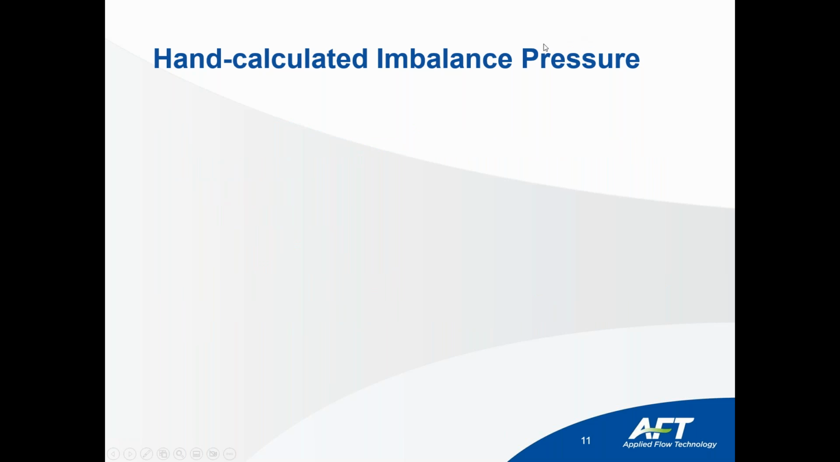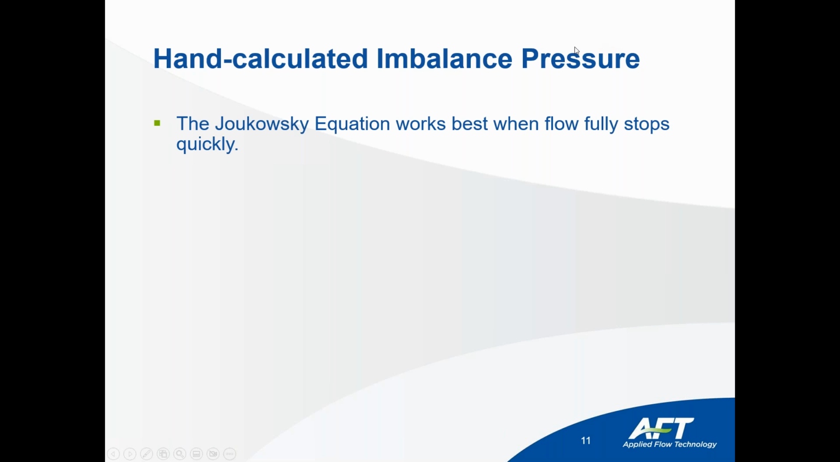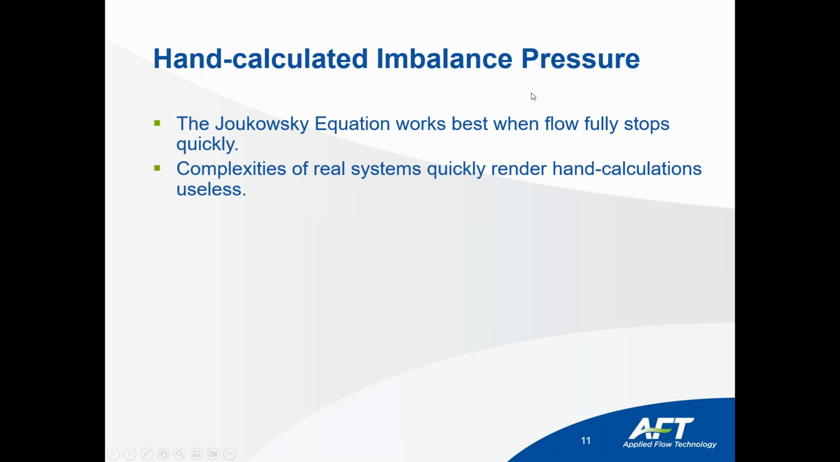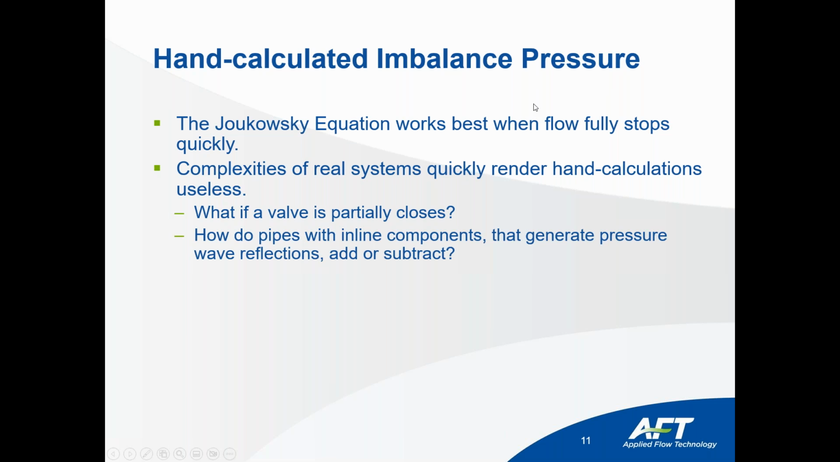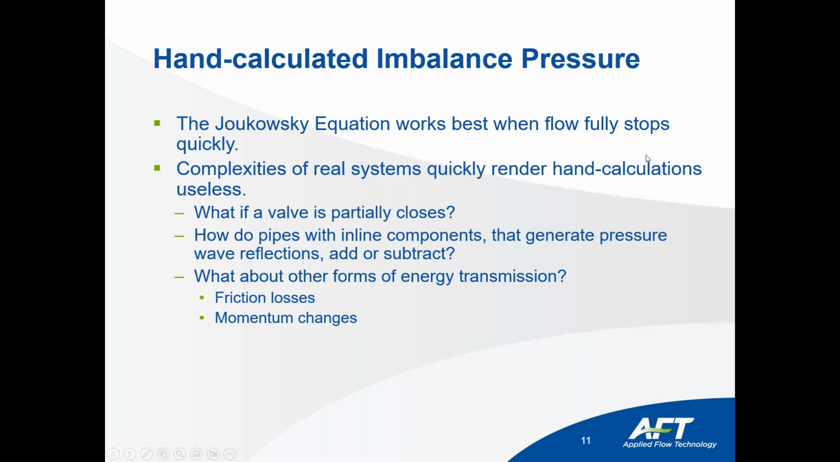Now, this equation is very useful, but it works best when the flow fully stops and the closure is quick. But complexity in the real system quickly renders this hand calculation useless. What happens if the valve is partially closed? How do pipes with inline components that generate wave reflections add or subtract to the pressure wave that is traveling? What about other forms of energy transmission like friction losses, momentum changes, area changes?